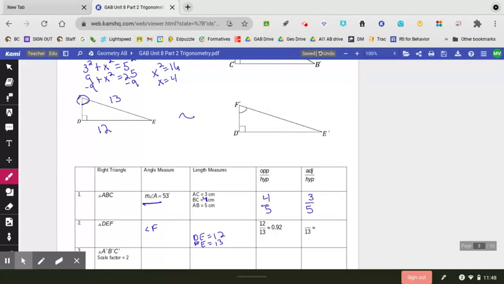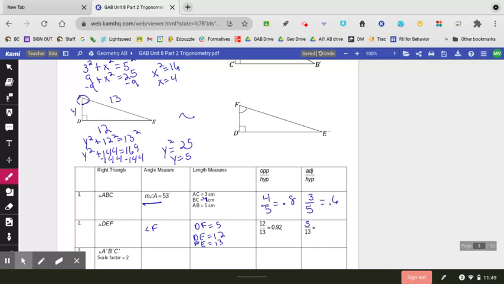To find FD, I'm going to call that y. I'm going to do the Pythagorean theorem. y squared plus 12 squared equals 13 squared. So that's y squared plus 144 equals 169. Subtract 144. y squared equals 25. So y equals 5. So DF is 5. So if DF is 5, that means our ratio is 5 over 13, which I'm going to make these decimals.